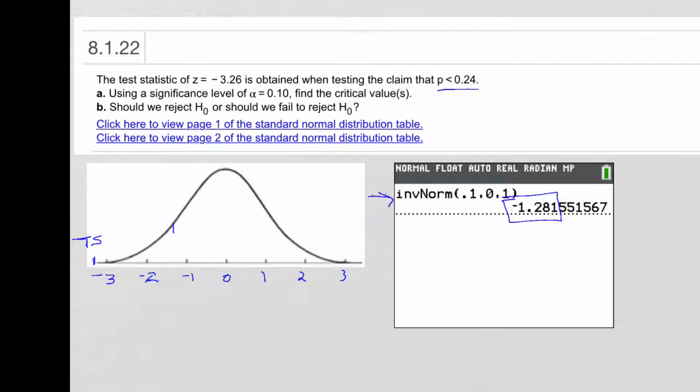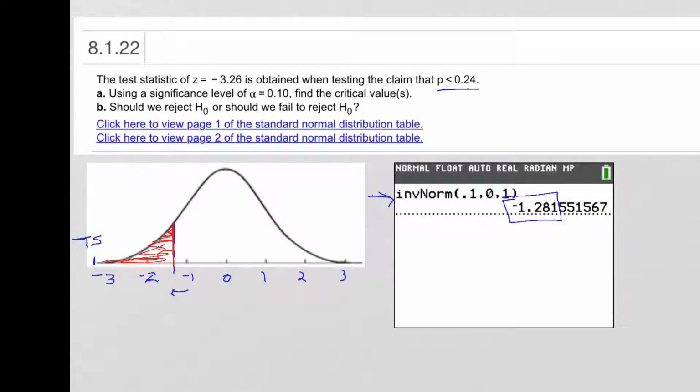I'm going to mark that here. So just a little bit beyond negative 1. And the critical value is telling us what the rejection region is. So my rejection region is from the critical value into the tail.